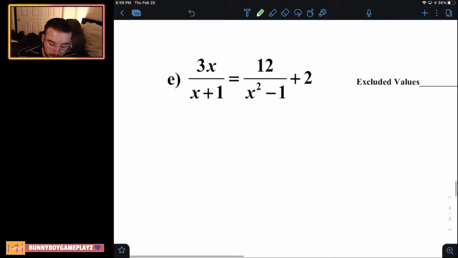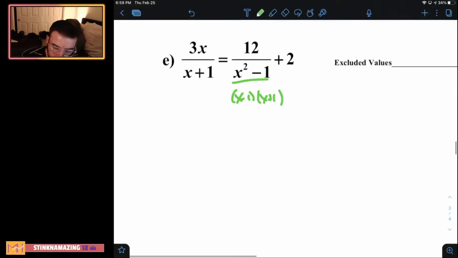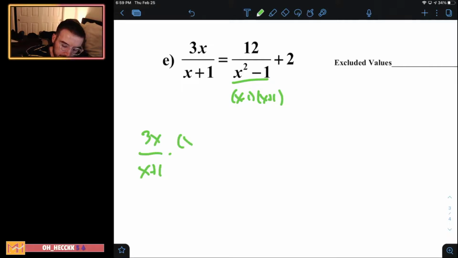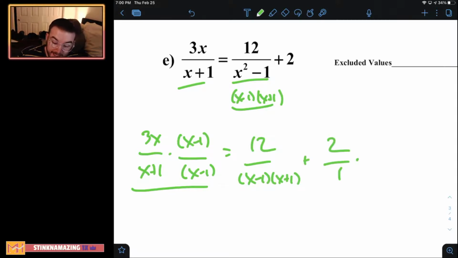We need to get a common denominator. This factors into x minus 1, x plus 1. So this is 3x over x plus 1 times x minus 1. So now they're going to match. Equals 12 over, okay, that guy's already figured out. Plus 2 over 1, and then that needs to get multiplied by both.